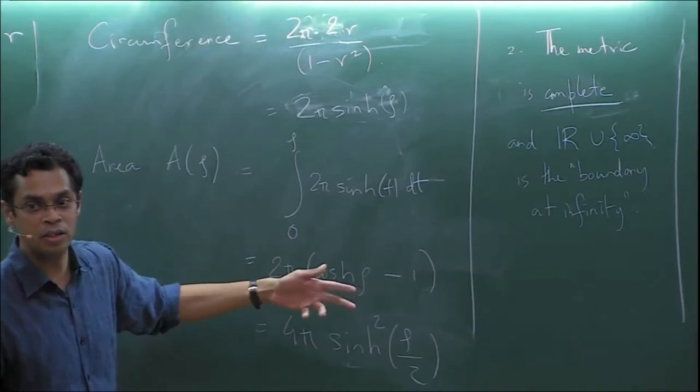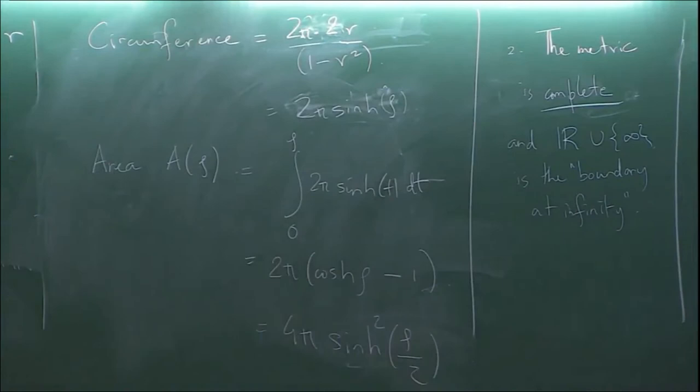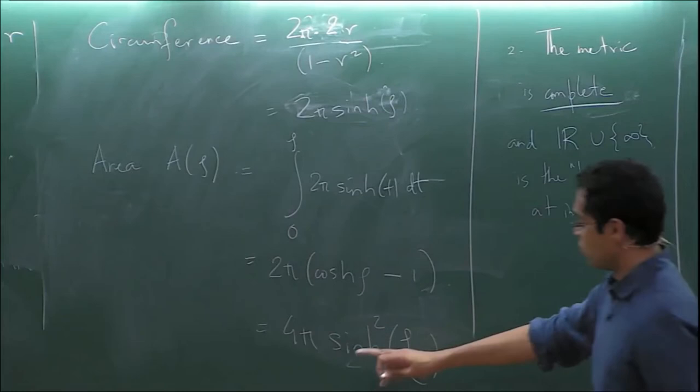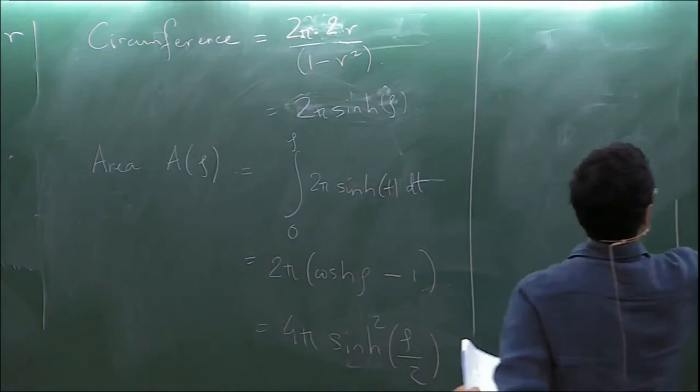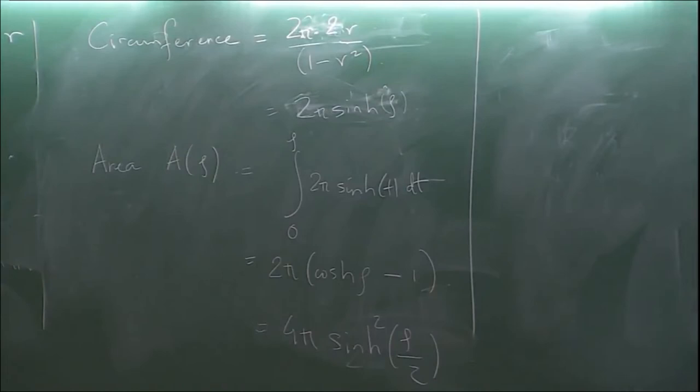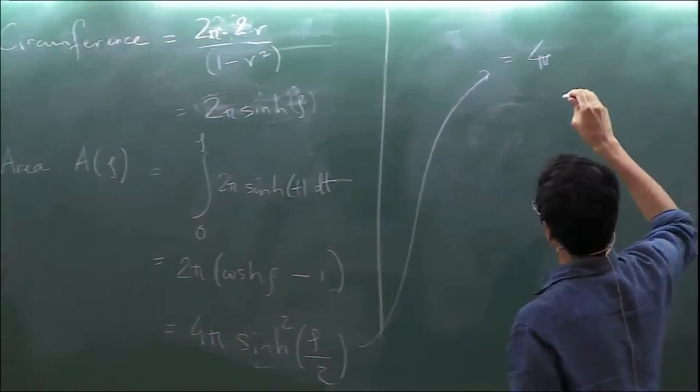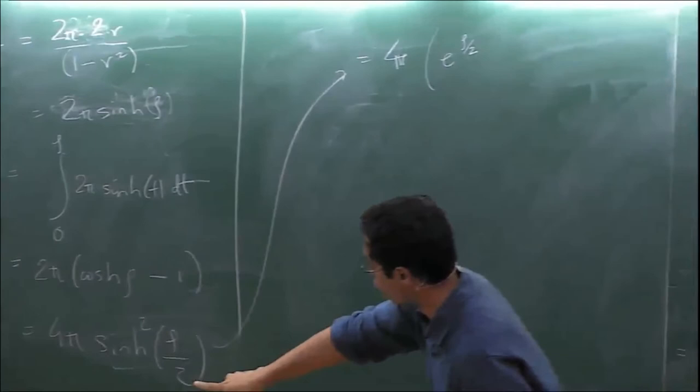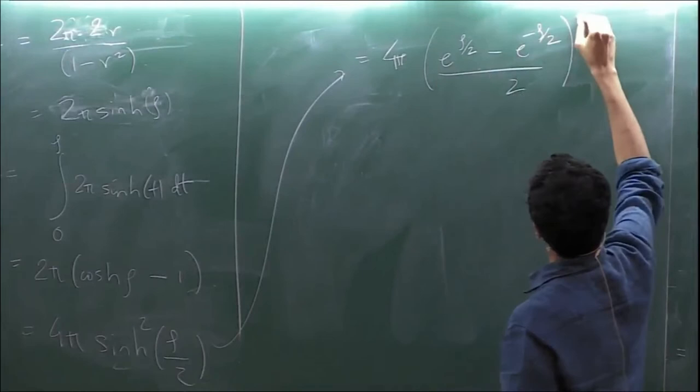Now, we have to check that this grows faster than pi rho squared. To do that, you can try to look at the Taylor series expansion if you want. So what does sinh mean, by the way? This means it's 4 pi times sinh of rho by 2, and sinh is just (e to the rho by 2 minus e to the minus rho by 2) divided by 2, and we're taking the square, okay?